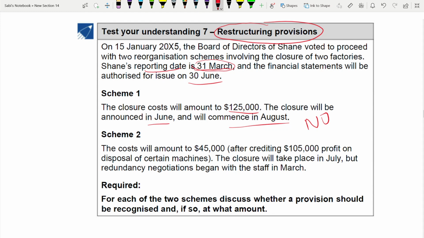Therefore, this will be a non-adjusting event and it will be dealt with according to IAS 10. It will be disclosed as a note. Okay, they should be disclosed as a non-adjusting event after the reporting date, because the announcement has been done in June and your reporting period ends at 31st March. So the obligating event itself is not before the reporting period. Coming to scheme 2. Therefore, no provision is recognized.